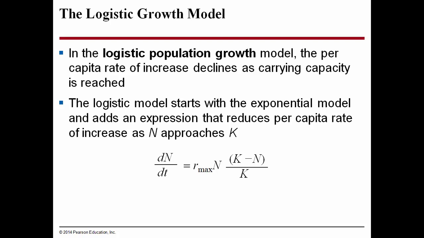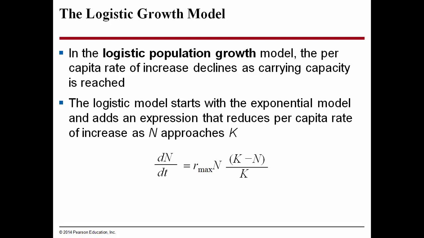We can modify our mathematical model to include changes in growth rate as N increases in the logistic population growth model. The per capita rate of increase approaches 0 as the population nears its carrying capacity. To construct the logistic model, we start with the exponential population growth model and add an expression that reduces the per capita rate of increase as N increases.